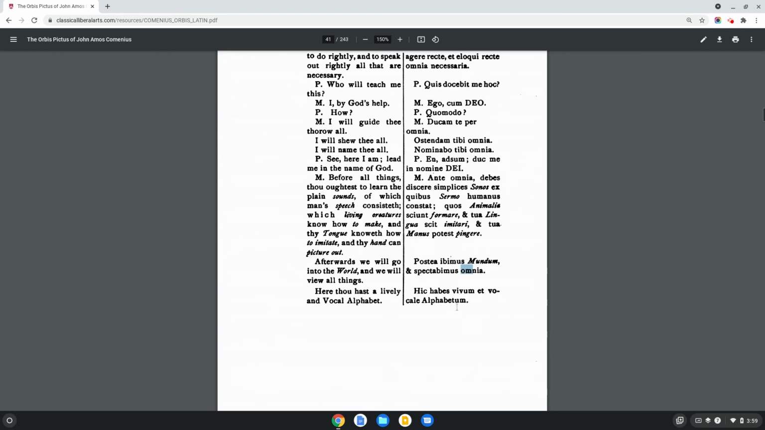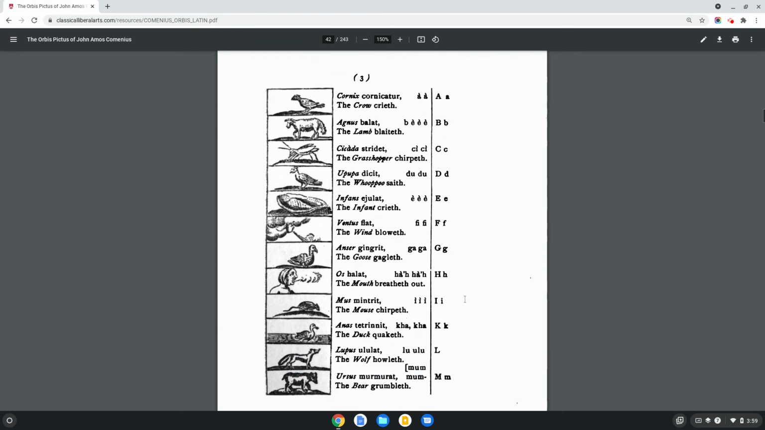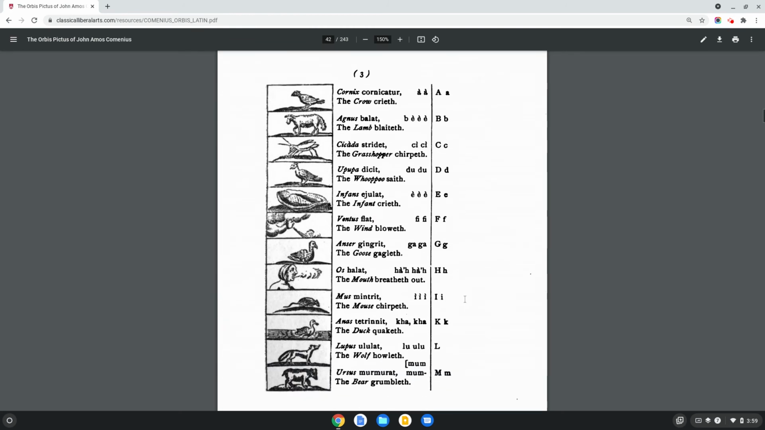Now, after this invitation to study all of the world of sensible things, we have this interesting little guide to the sounds of the letters. What the author teaches here is that all of the sounds of the letters can be found in the sounds made by different animals or natural things. So, for example, cornix is the name for the bird, which is a crow. The cornix cornicator. The cornix, the crow, crieth, ah, ah.